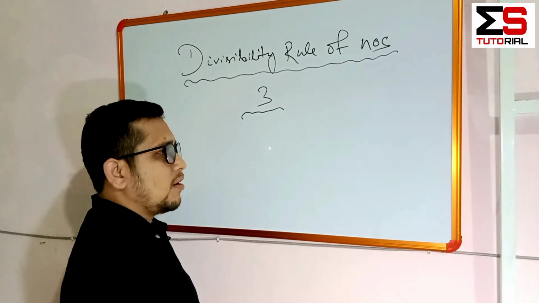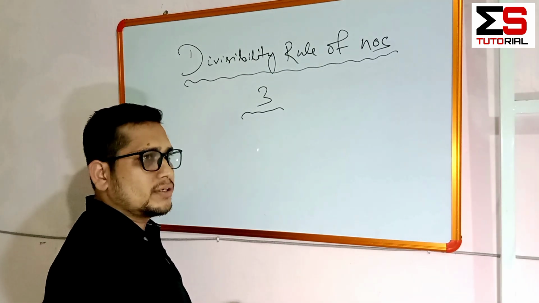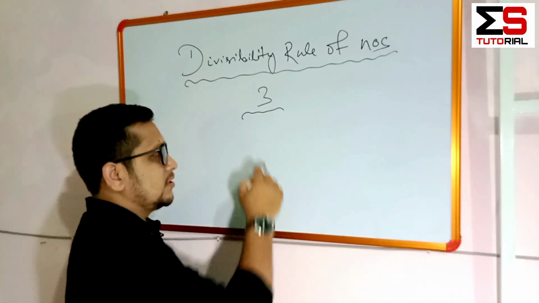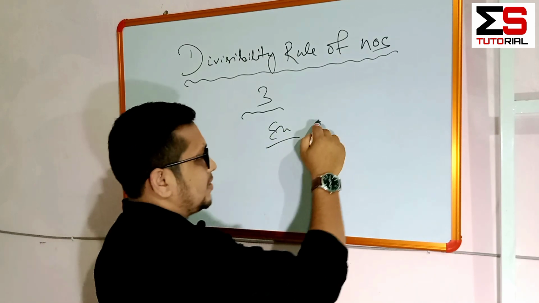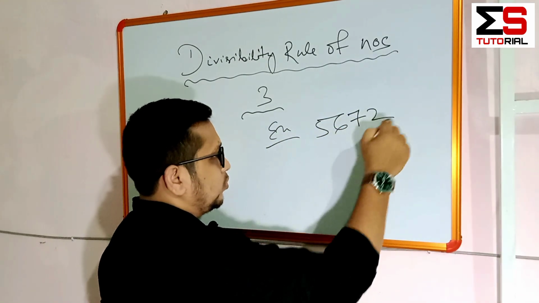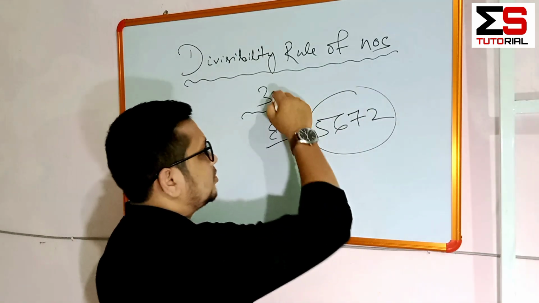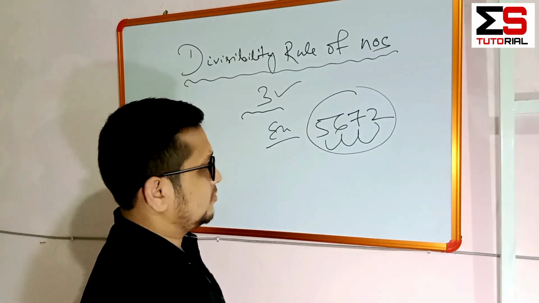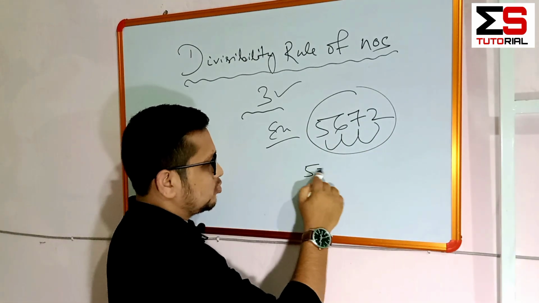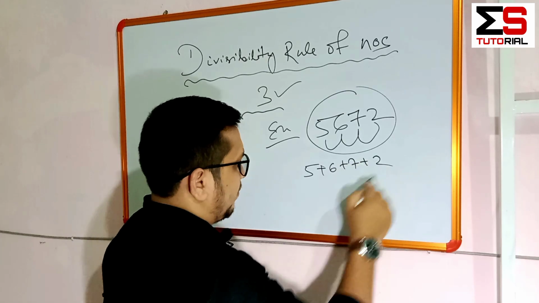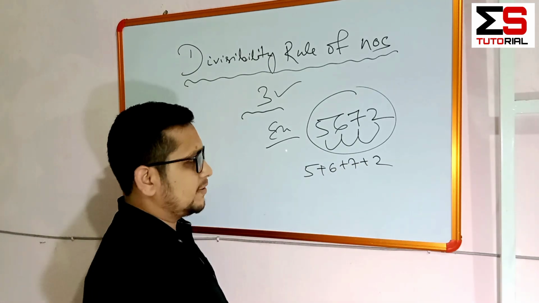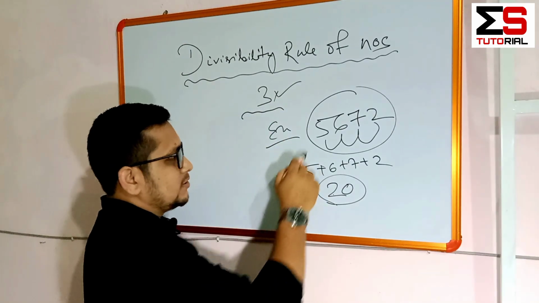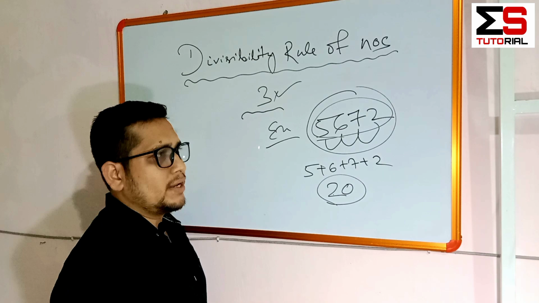If the sum of all the digits of a number is divisible by 3, then the entire number will be divisible by 3. For example, 5672. Is this number divisible by 3? How to know? We have to add all the digits first. So the summation of all the digits will be 5 plus 6 is 11, plus 7 is 18, plus 2 is 20. As 20 is not divisible by 3, this entire number will not be divisible by 3.